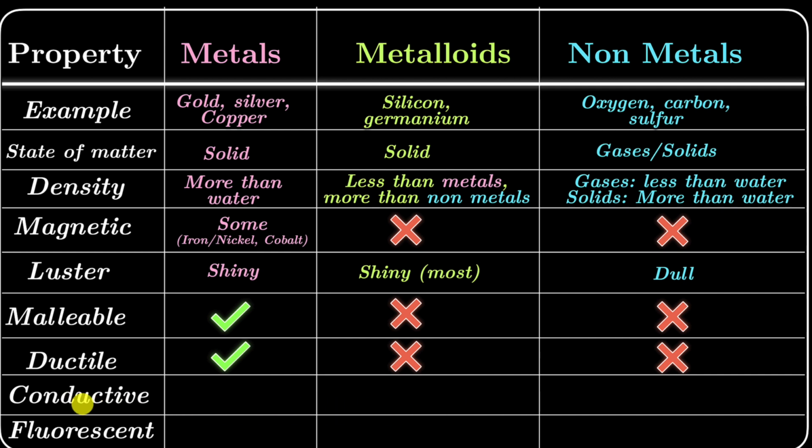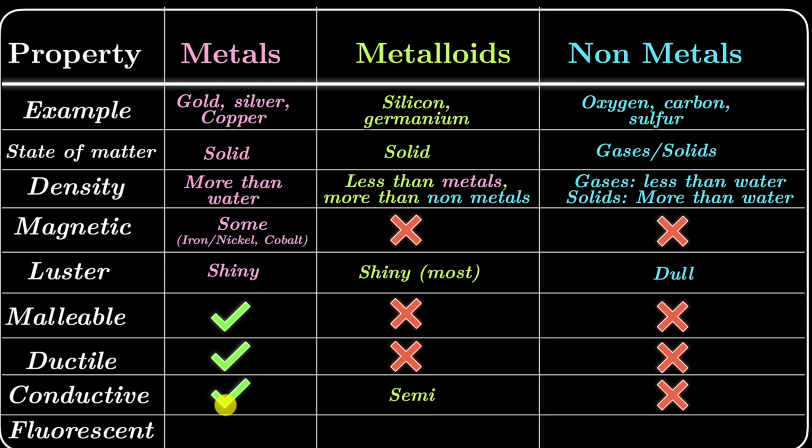Okay, what about electric and heat conductivity? Metals, great conductors. Non-metals, bad conductors. Metalloids, in between, so we call them semiconductors. And that's the primary reason metalloids like silicon, for example, are used in building computer chips, because of their semiconductivity.